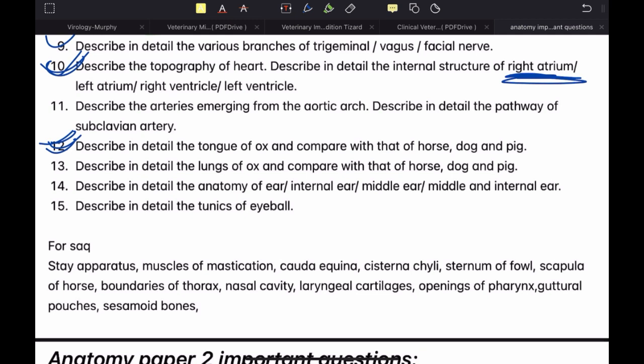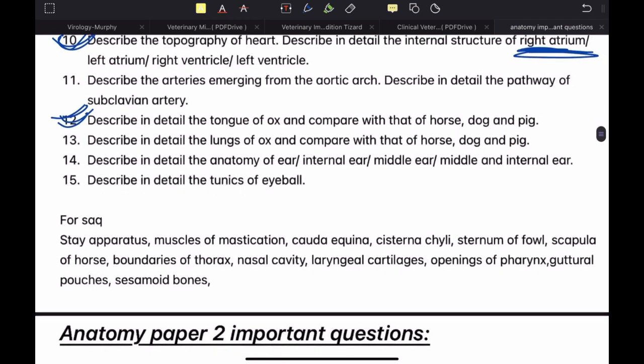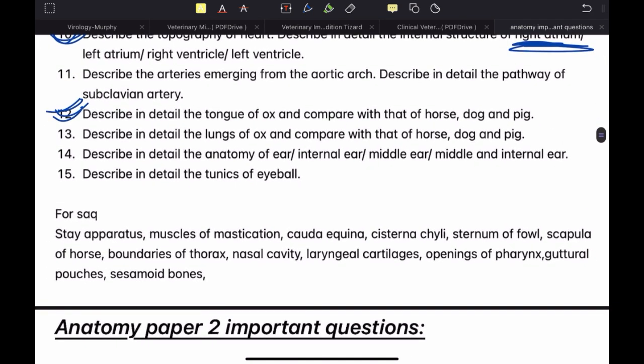Then you'll talk about the structures of the tongue. When we are talking about the structures of the tongue, you have to mention the various muscles which are forming the tongue. You have to mention the various parts of the tongue. Okay, so we have the tip, we have the body, we have the root, like that. Then you have to talk about the papillae. Don't forget papillae. Okay, they are very important. And then you will compare it with that of horse, dog, and pig.